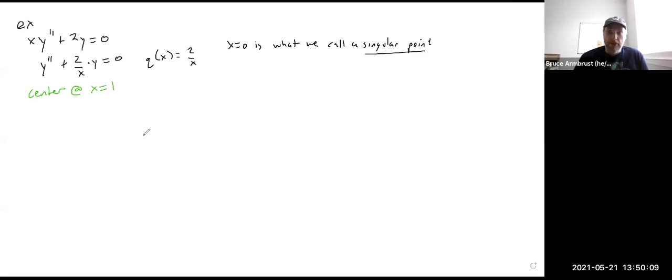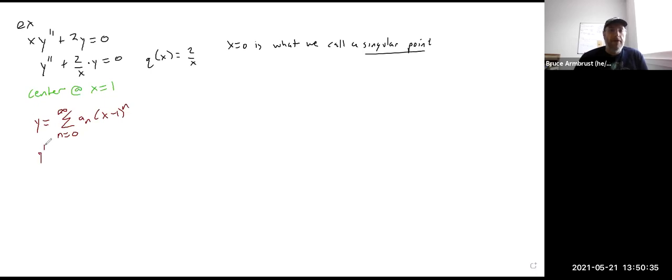All right, now if you do this, if you center it somewhere other than 0, that means that what we start with for our y's is going to look slightly different. So it's still going to be a sum from 0 to infinity, and we're still going to have our a sub n. But now, this is going to be x minus 1 to the n, because we're centering it at 1.